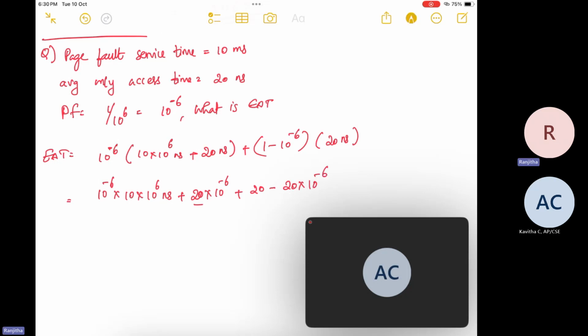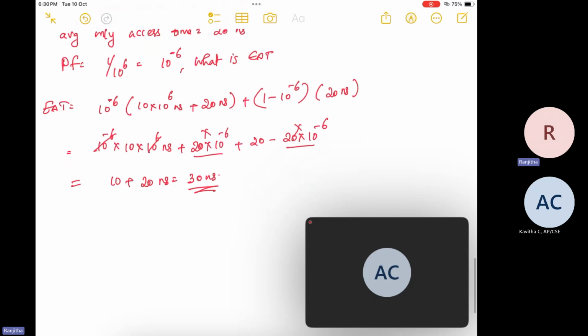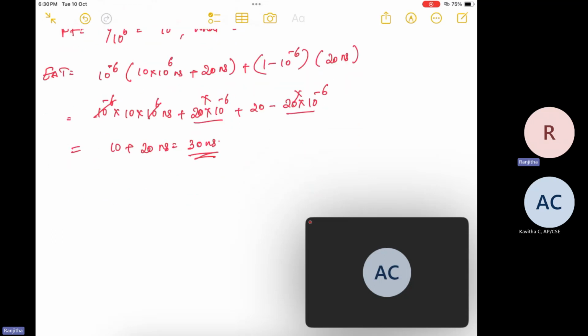So this and this will get cancelled out. Plus and minus. So these will get cancelled out. This will be 10 plus 20 nanoseconds, which is equal to 30 nanoseconds. So the effective access time here is 30 nanoseconds. So this was one another example. Let's see one more example and then move on to page replacement algorithms.